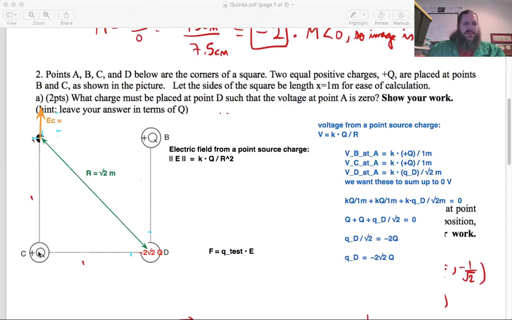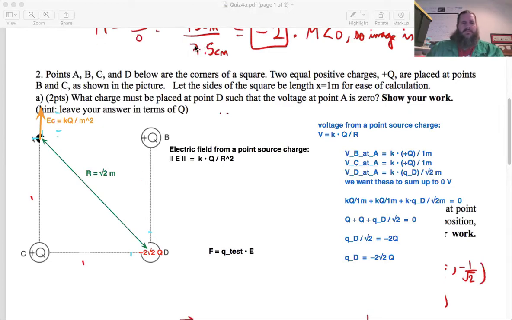In this case, we know the distance is 1 meter. The charge is just called Q for now. And K we'll just leave as K. So K times Q divided by 1 meter squared. In other words, K times Q, and there are also units of divided by meters squared. So that's the electric field contribution caused by C. And what about caused by B? Looks like that's the same distance and the same charge, but what's going to be different?